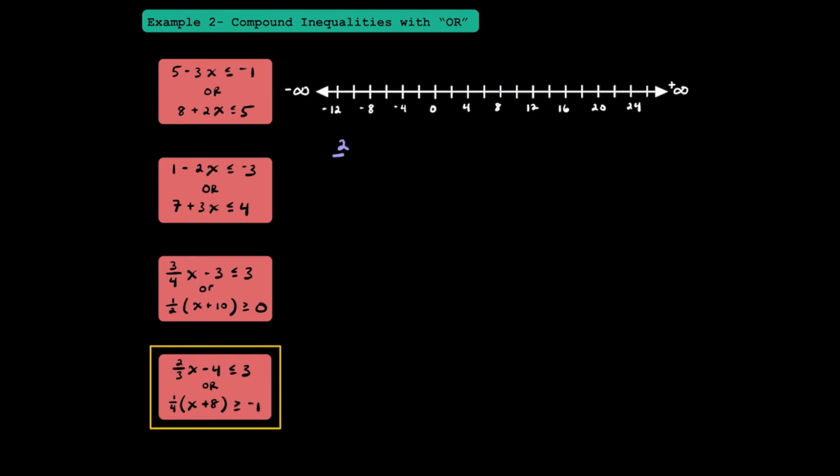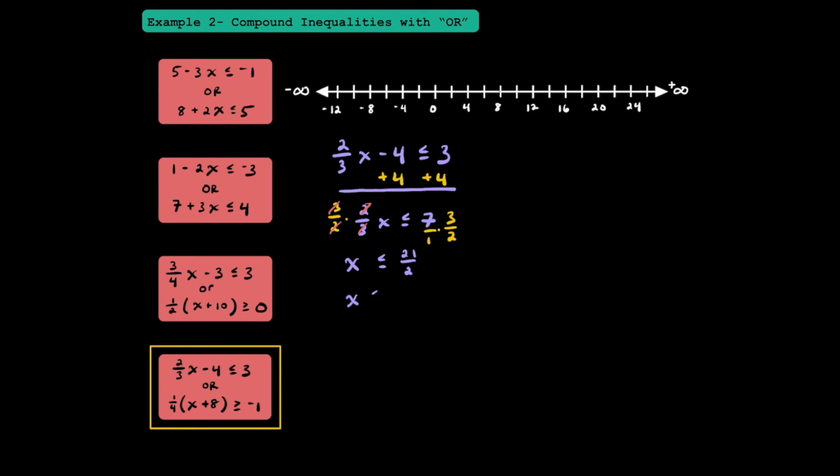And let's do another. Here we have 2/3 x minus 4 is less than or equal to 3. We'll start by adding 4 to both sides of this inequality, and negative 4 plus 4 is going to be 0, so we're left with 2/3 x is less than or equal to 7. Then we're going to multiply the left and the right side both by 3/2 to get rid of the 2/3. Everything's going to cross cancel here on the left side, and we're left with x is less than or equal to 21/2. We could also represent this using a mixed number and say x is less than or equal to 10.5. Either one of these is okay.